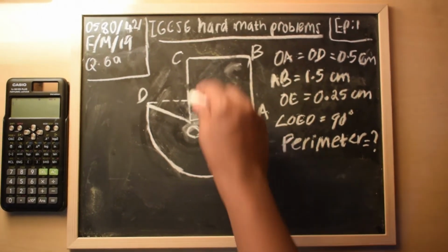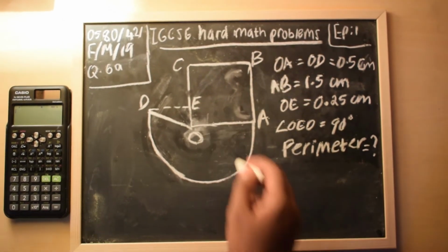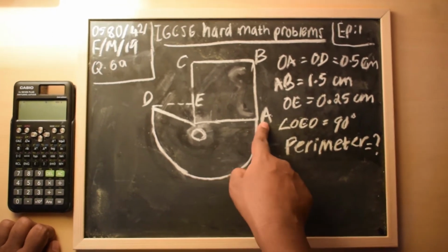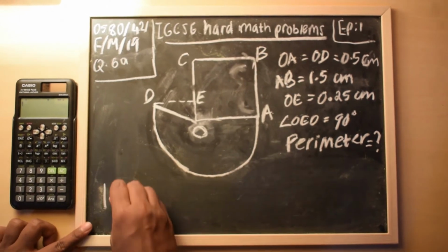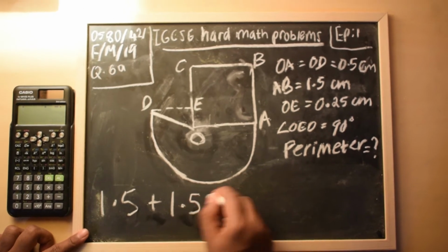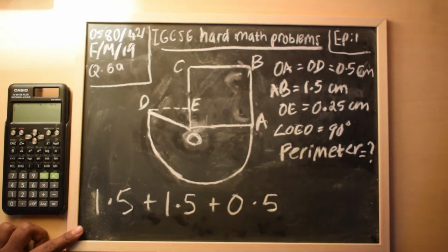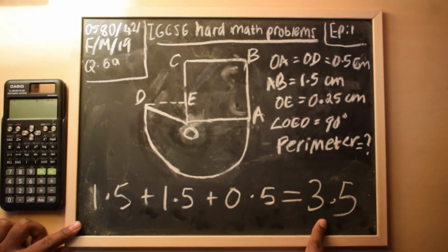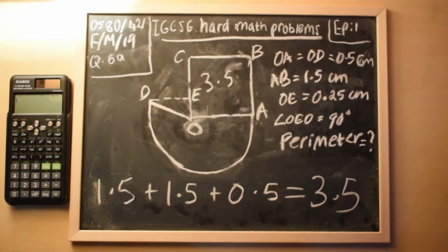We know that OC is 1.5 centimeters and AB is also 1.5 centimeters since it's a rectangle, so these two sides are equal. And we know that OA is 0.5 centimeters, so this also has to be 0.5 centimeters. So we are going to add 1.5 plus 1.5 plus 0.5. We are not going to add this, okay? Keep that in mind. So we're going to get 3.5 centimeters as the perimeter of the rectangle. So I'm going to write here as 3.5. I'll get rid of this.